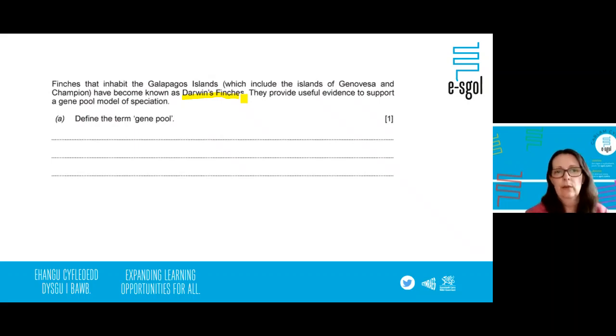So there's quite a lot of information here, but the information we need to think about is the gene pool. And the question is asking us to give a definition of that term, gene pool. So pause the film now and write down what you would give as a definition for gene pool. Remember, this is a one mark question.